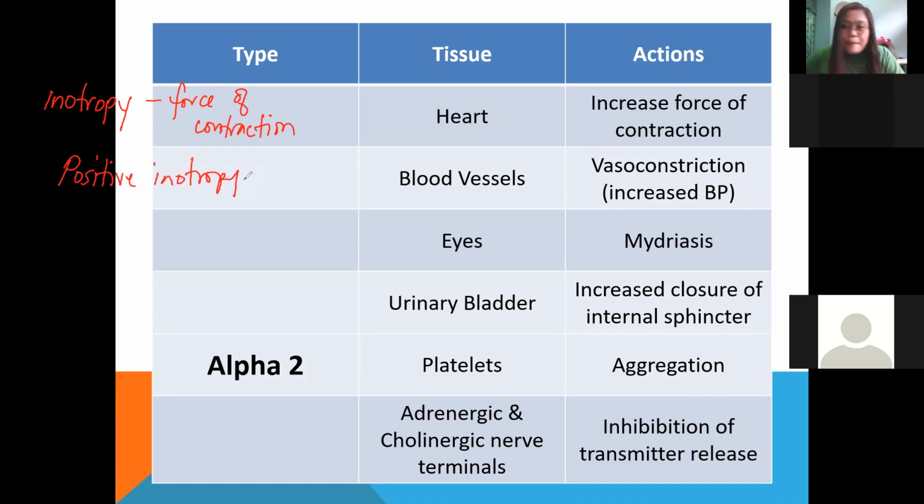Kasi may mga drugs din na mag-cause na mag-decrease ang force of contraction sa heart. So, ang tawag nato ana kay negative inotropy. So, please remember these terms. Okay?